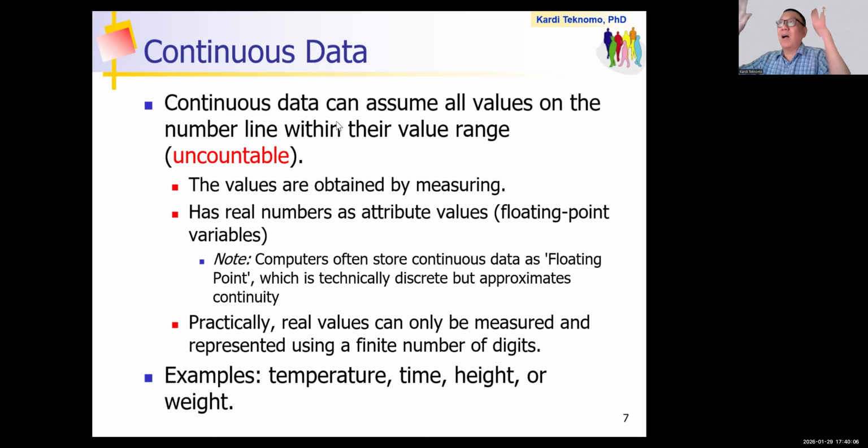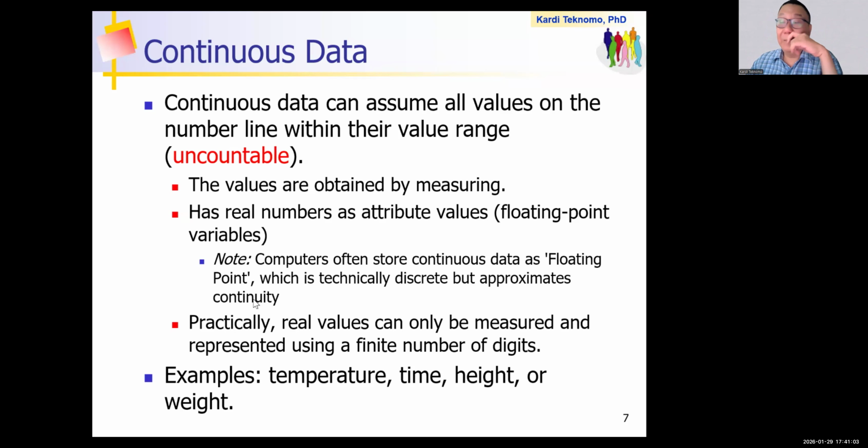While continuous data assume all the values within the number line. So usually we use real numbers. In reality, when we represent real numbers in a computer, we usually use floating point. The computer does not actually have a real number. This is technically discrete, but we just approximate the continuity so you don't feel it. Anyway, real values can only be measured and represented using a finite number of digits. Examples of continuous data include temperature, time, height, weight, and so on.